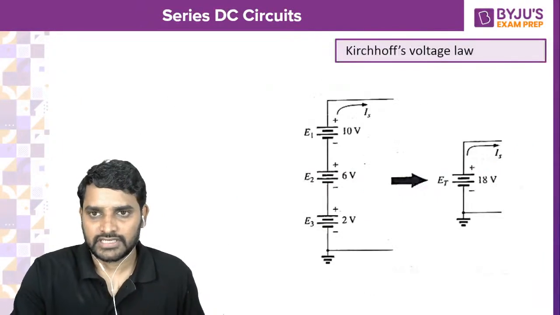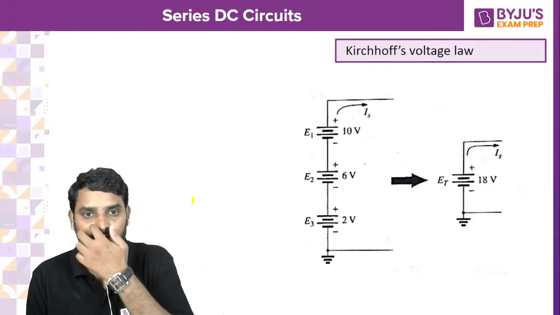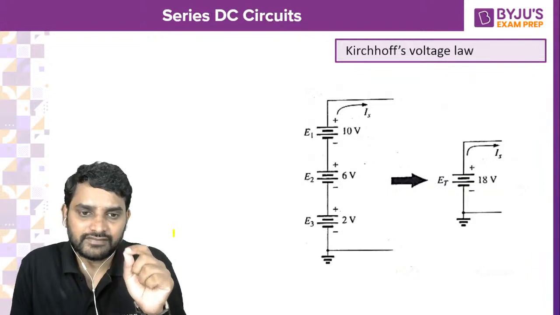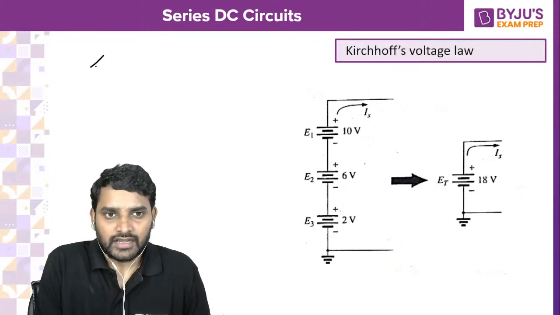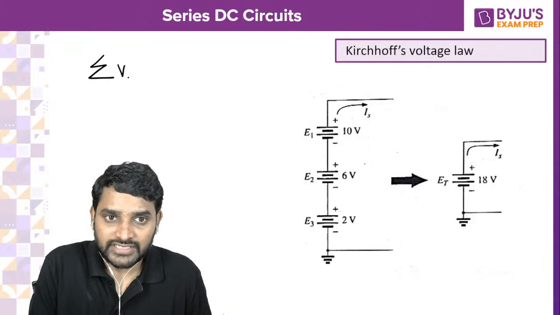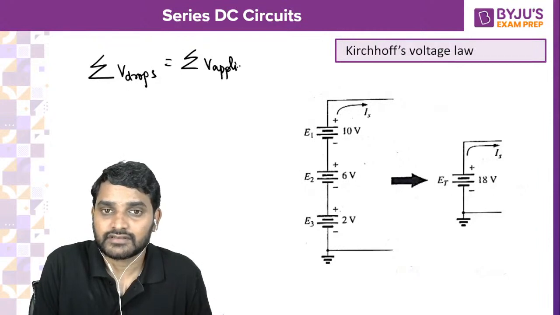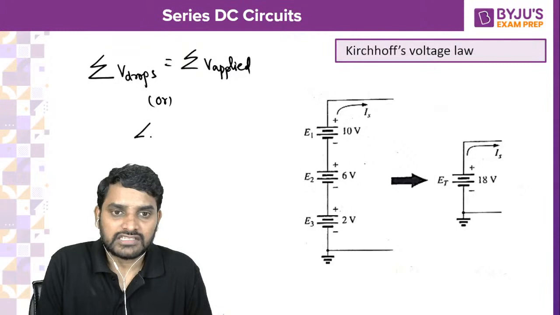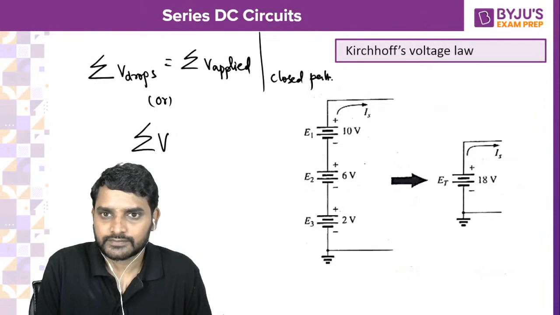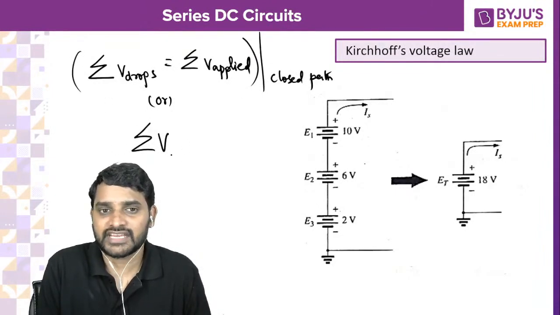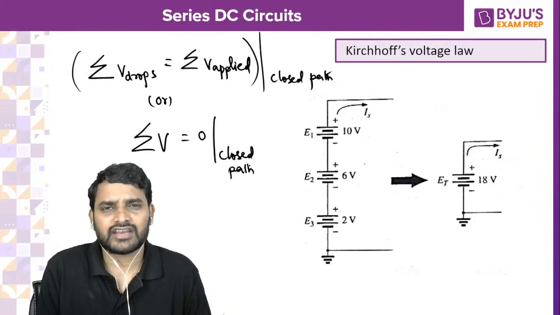All right, so let's look into the KVL. Whenever you want to write KVL: the algebraic sum of voltage drops is equal to the algebraic sum of voltages applied, or simply the algebraic sum of voltages in a closed path is equal to 0, or in a loop equal to 0.